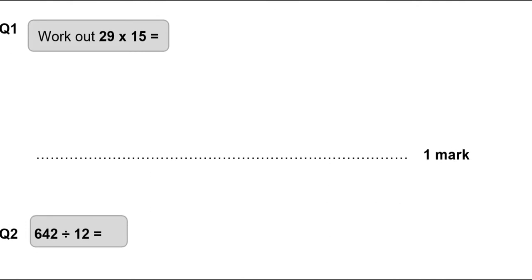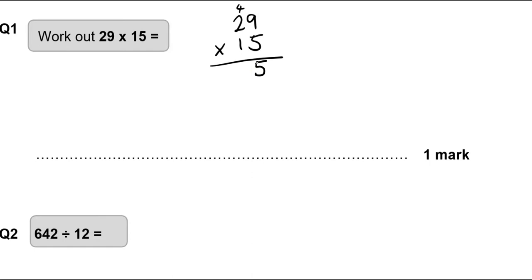Question 1. Work out 29 times 15. There are different ways you could work this out. I'm just going to show you one. So 29 times 15. 5 times 9 is 45. So we'll put 5 down and 4 carried over.